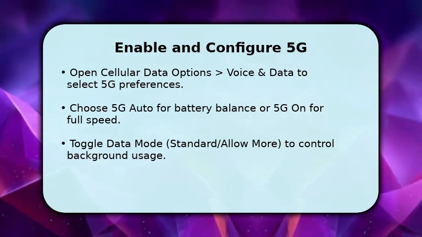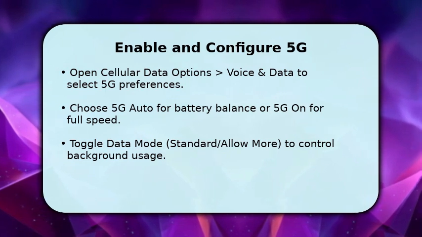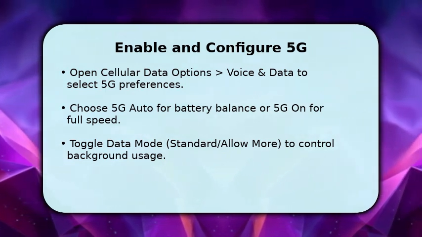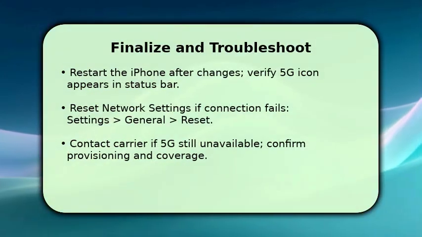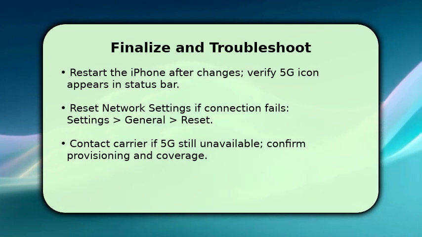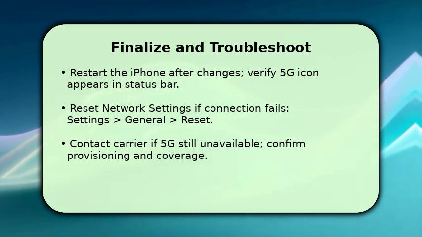Finally, return to Cellular and review your carrier settings profile. Install updates if prompted. To finish, restart your iPhone to ensure the new 5G selection takes effect and watch for the 5G indicator in the status bar.